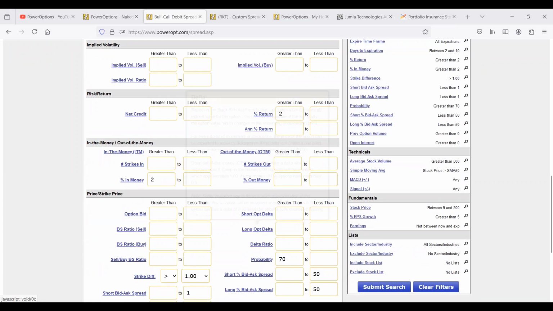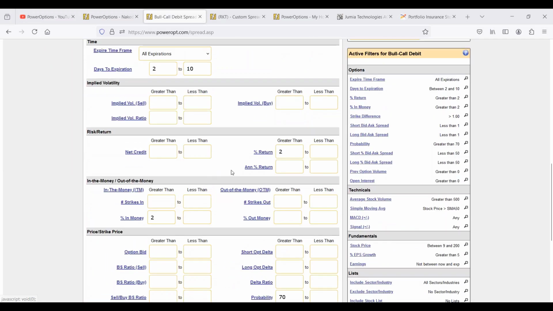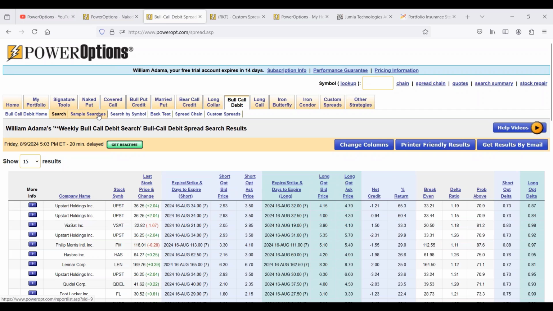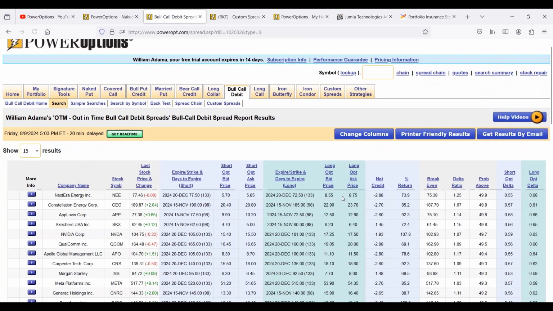So this is the search tool, what we're talking about. And you have the opportunity to adjust it any way you want. These are just defaults to get you started. In addition to what's in the search are those default settings. You can also go to the sample searches menu for more themed searches. And we have one that's called out of the money Bull Call Debit Spreads.